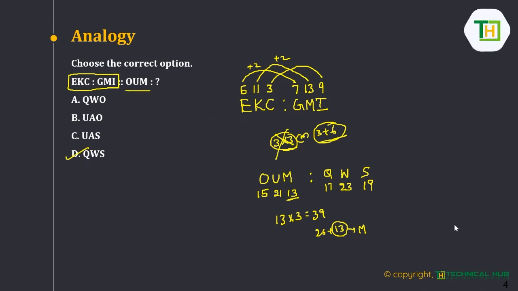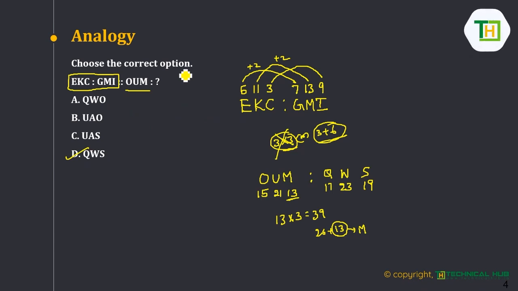Word and letter sequence. Okay, clear. Yes, QWS is the answer once again. Okay, so I think you got an idea about the analogy here.